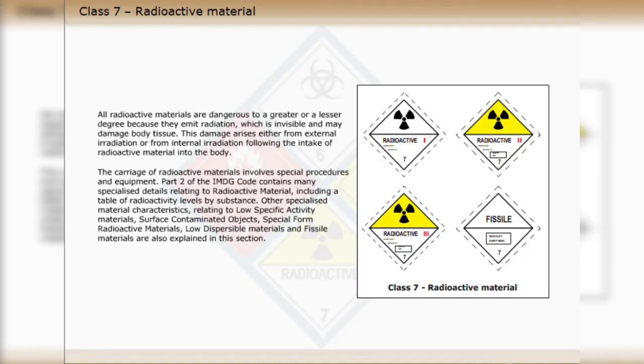Part 2 of the IMDG Code contains many specialized details relating to radioactive material, including a table of radioactivity levels by substance. Other specialized material characteristics relating to low specific activity materials, surface contaminated objects, special form radioactive materials, low dispersible materials, and fissile materials are also explained in this section. Uranium hexafluoride, fissile, is an example of material in this class.